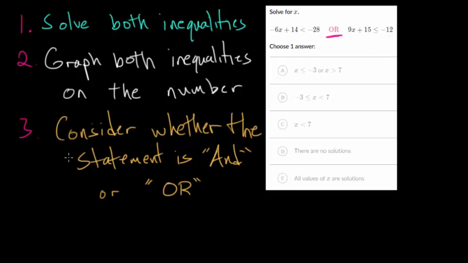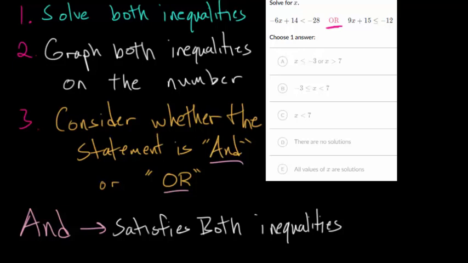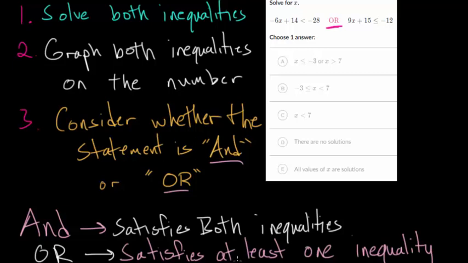So what do we mean by these and or statements? Let me write the definition for each of them. An and statement means that it satisfies both inequalities. An or statement, we can say, satisfies at least one inequality. So it doesn't have to satisfy both like the previous example showed, it just has to satisfy at least one of them. So this is the big picture.